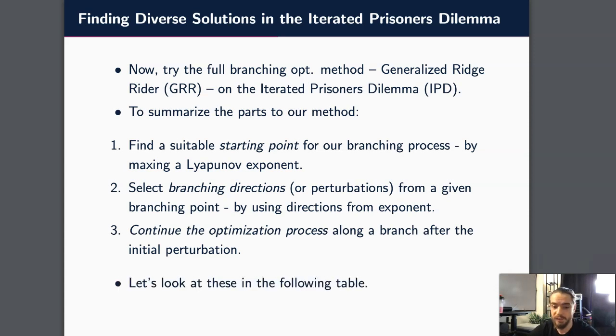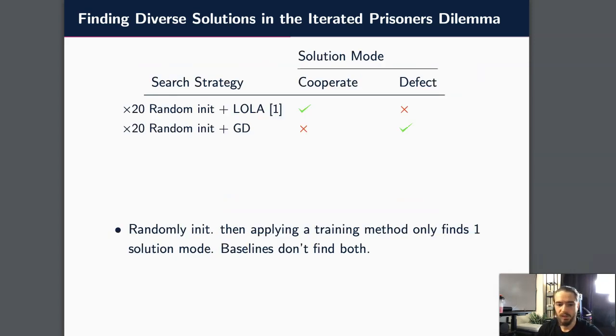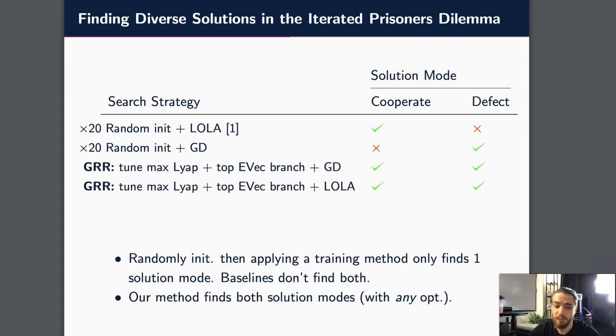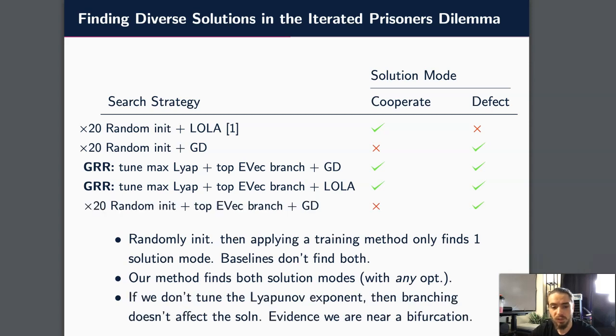Now, let's look at these components on the iterated prisoner's dilemma. First, we look at randomly initializing, then applying an optimization method. Each existing baseline method only finds a single solution mode even after 20 random initializations. Next, we look at our method, which finds both solution modes. Also, we look at doing our branching optimization without tuning the exponent. Here, branching doesn't affect the solution, which shows that it's important to tune the exponent if we want our perturbations to cause bifurcations to different solutions.